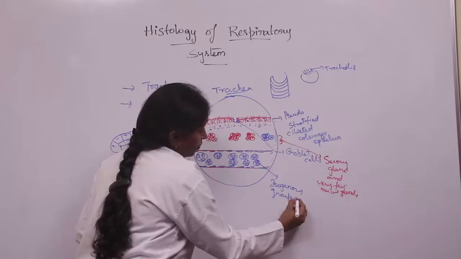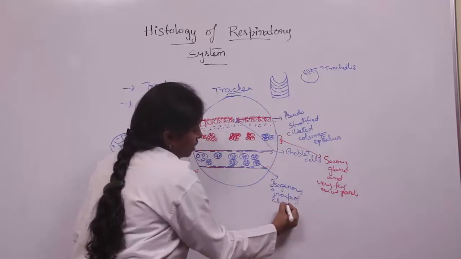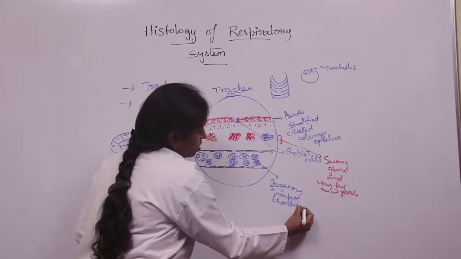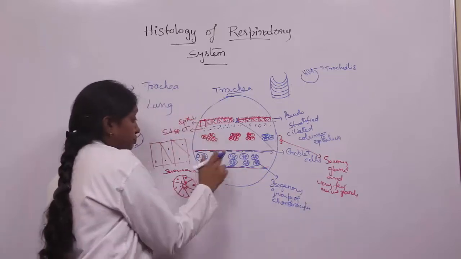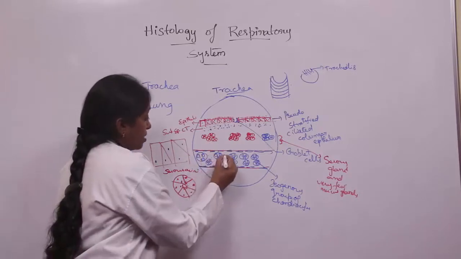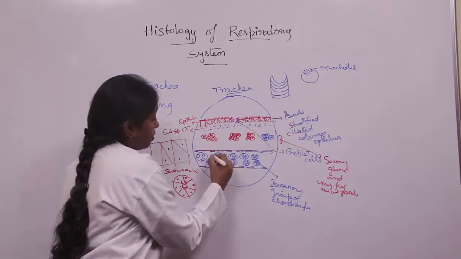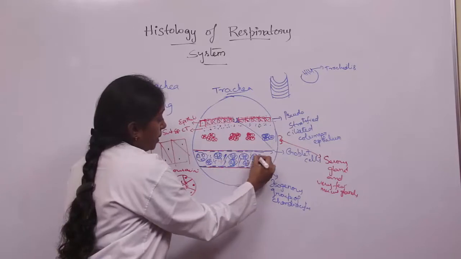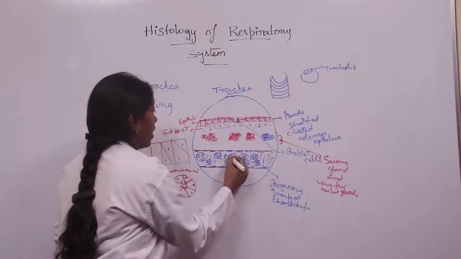They are arranged in 3 to 4 numbers. Okay. So the isogenous group of chondrocytes are in the matrix made up of some collagen fibers.